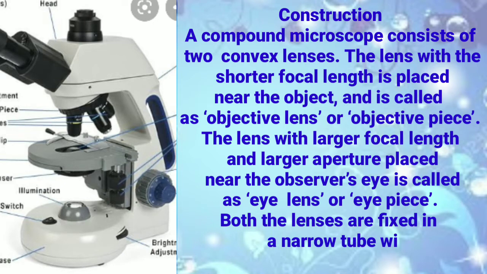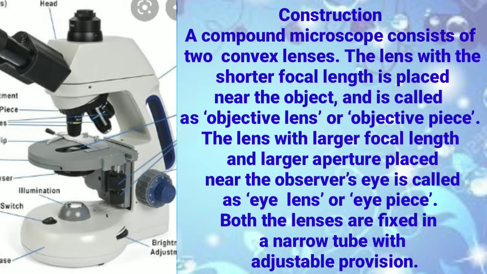The lens with shorter focal length is placed near the object and is called the objective lens or objective piece. The lens with large focal length and large aperture placed near the observer's eye is called the eye lens or eyepiece. Both the lenses are fixed in a narrow tube with adjustable provision.